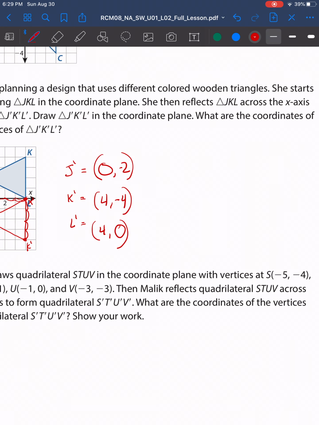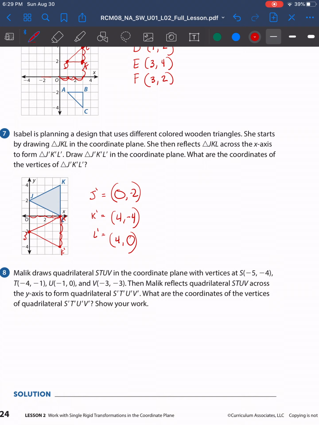Malik draws the quadrilateral STUV in the coordinate plane. S is this, T is that, U is that, and V is that. Then Malik reflects the quadrilateral STUV across the y-axis. That's super important to know. To form the new prime quadrilateral. What are the coordinates of the vertices of the new prime quadrilateral?